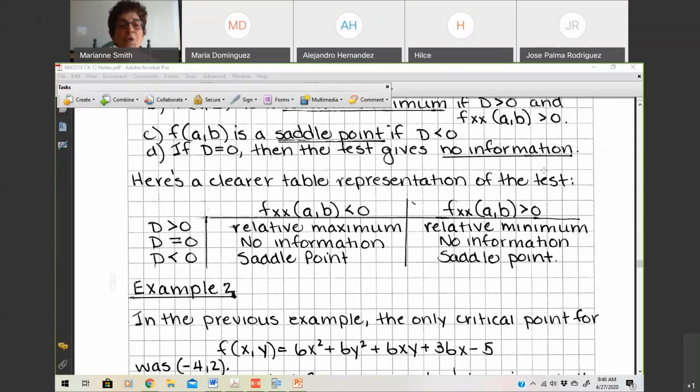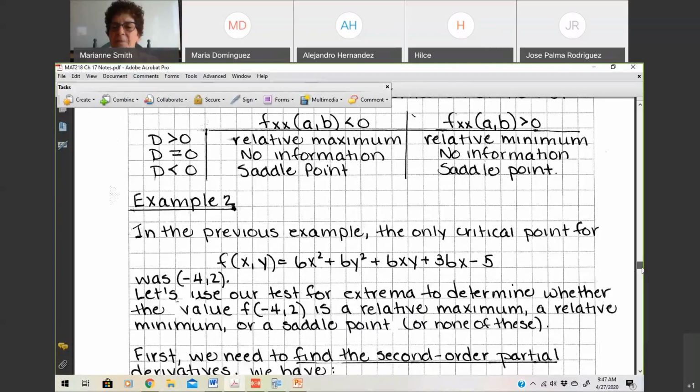I'm not saying you could use it yourself yet without going through an example, but does this make sense? You've got two things going on. First, this discriminant value, and then the second derivative with respect to X. So it's like a two-level test. First you test D, then you test the second derivative. Okay, let's take a look.